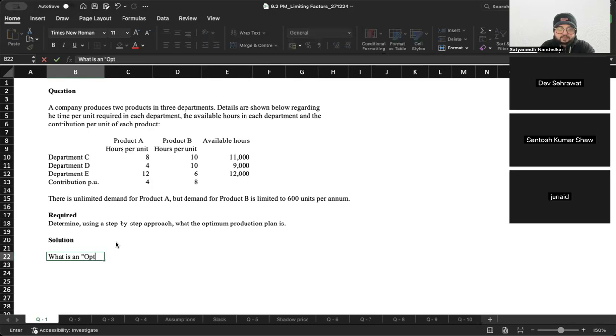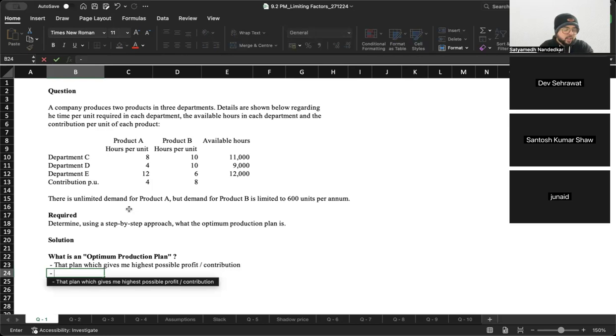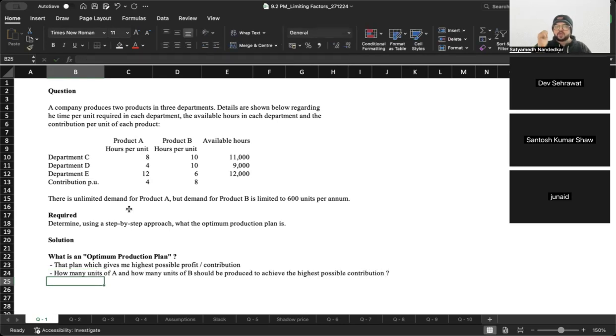What is an optimum production plan? This is basically that plan which gives me highest possible profit or contribution. Now here, as you can see, there are two products, product A and product B. Optimum production plan means how many units of A and how many units of B should be produced to achieve the highest possible contribution. Basically, that is what the question is asking me.